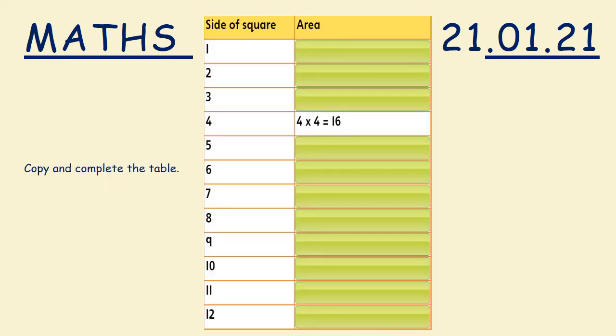Copy and complete the table. Here's an example. If the side of the square is 4, we have to multiply one side by another side. We know that all sides of the square are equal. So 4 times 4 equals 16.